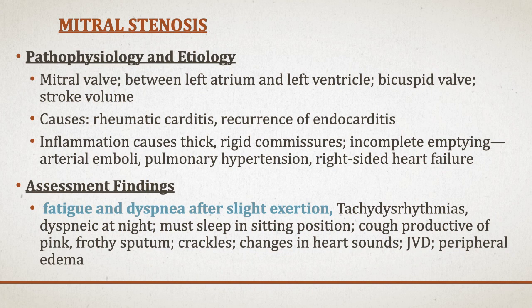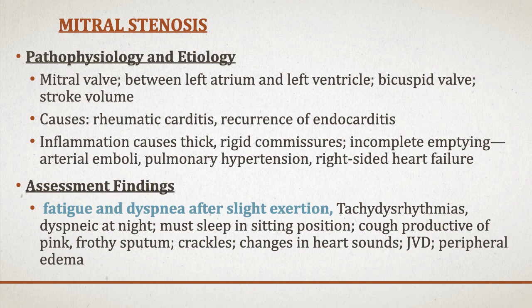Pulmonary hypertension can also cause that, as well as right-sided heart failure. So heart murmurs, palpitations, orthopnea, and pulmonary edema are symptoms that are caused by the stricture or narrowing of that mitral valve. Mitral stenosis and mitral insufficiency both create regurgitation of blood back through the mitral valve, and that can lead to your heart murmur.